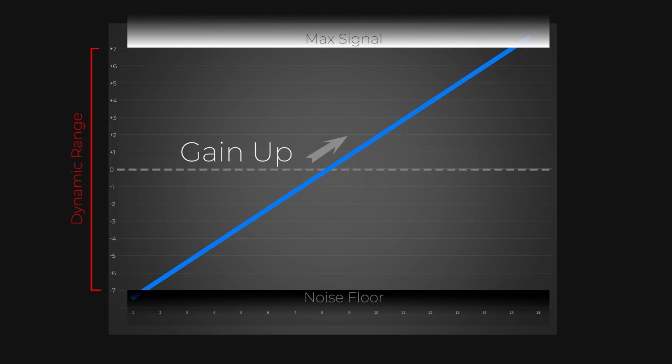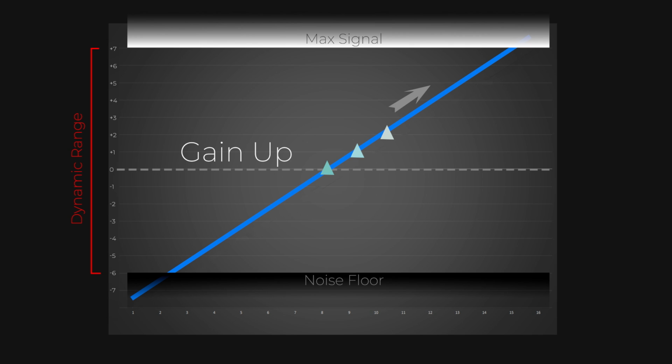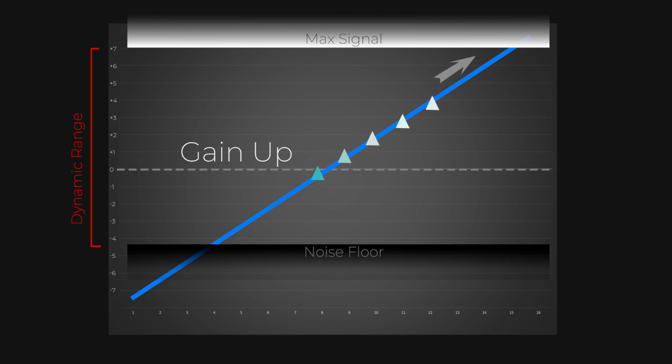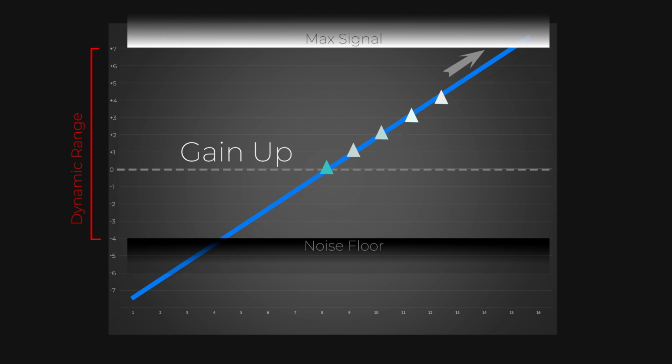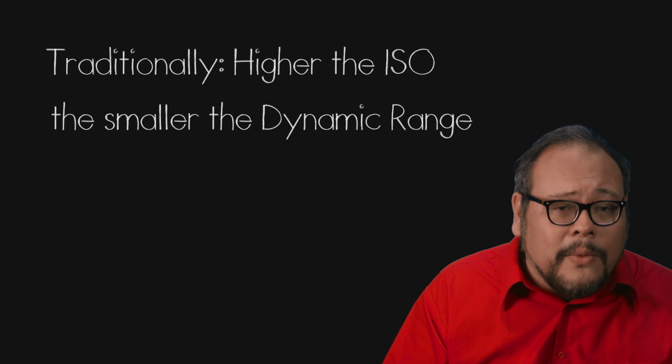As we gain up or go up in ISO, we're essentially changing what scene luminance will return middle gray. If we go up one stop, what was middle gray will move up one stop to being one stop overexposed, and what was one stop underexposed will now be moving up to middle gray. The traditional way of thinking about this was, as we gain up or pull up this linear exposure graph, our noise floor comes up with it. So if we go up one stop, our maximum signal stays the same, but we lose one stop of dynamic range because the noise floor is one stop higher. And in certain ISO ranges and on certain cameras, this is indeed what happens. The higher the ISO, the smaller the dynamic range.